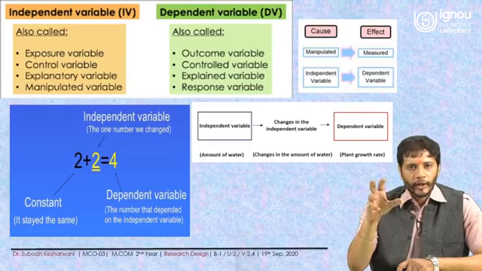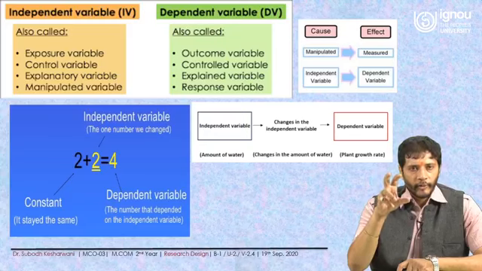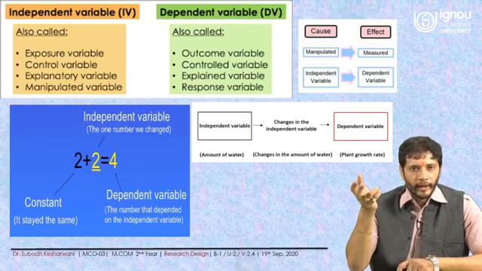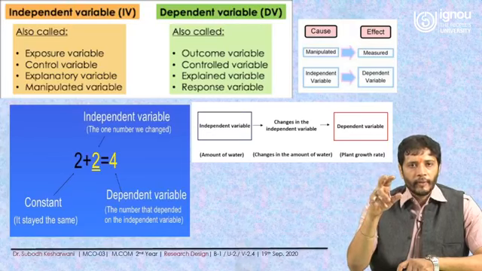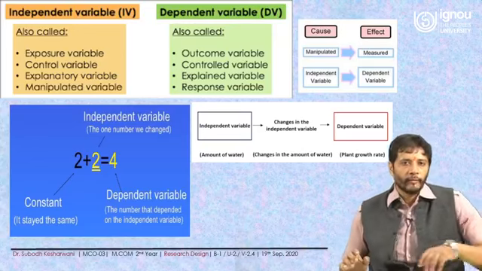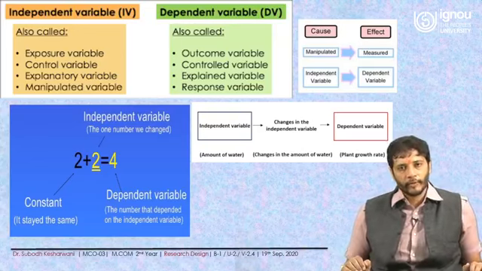So when you're talking about this model, one is the exposure variable if you talk about independent, the other is the outcome variable. One is the control variable, the other is the controlled variable. Explanatory variable and dependent variable, which is the explained variable. If you talk about the independent variable, it's more manipulated, and when you talk about the dependent, it's more of a response variable.